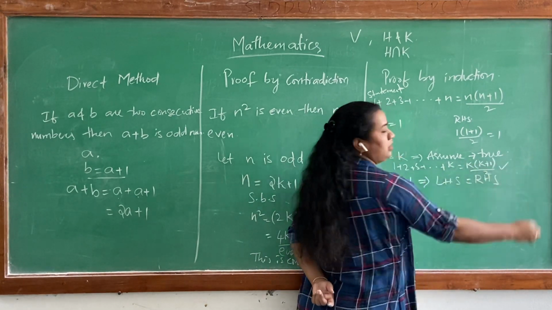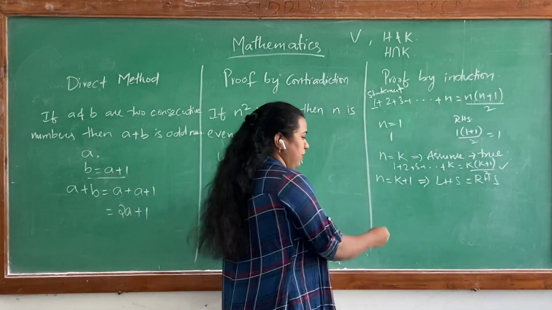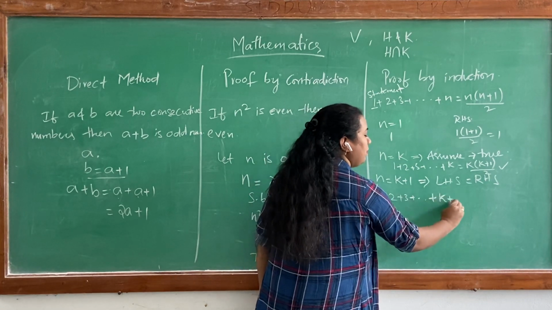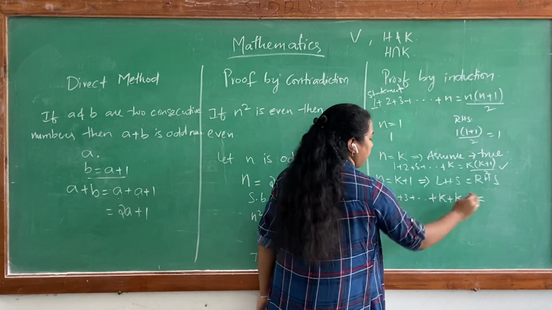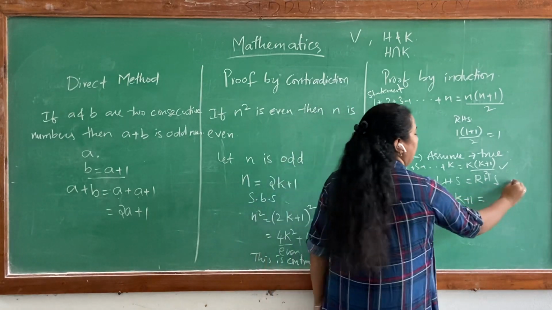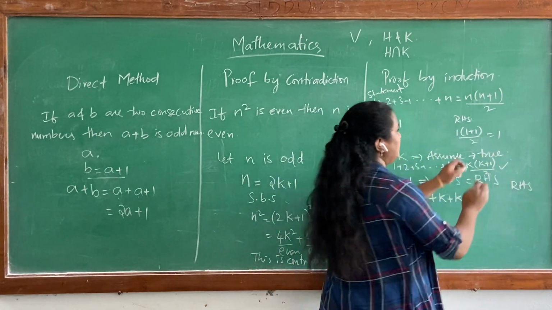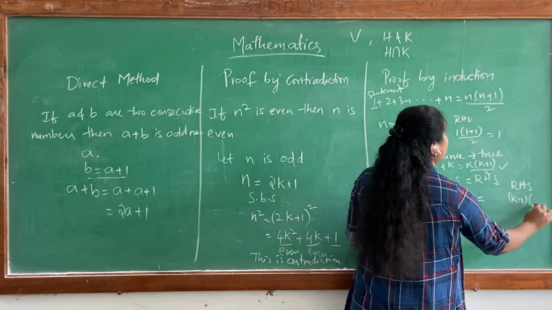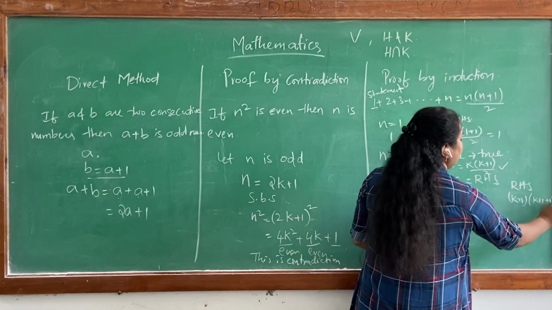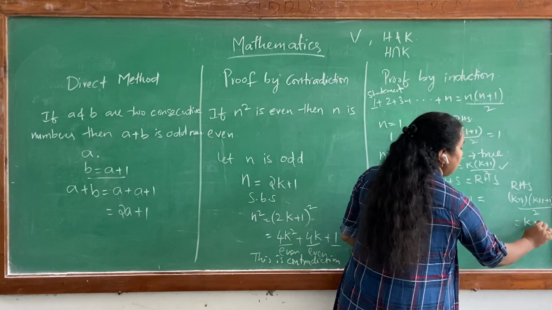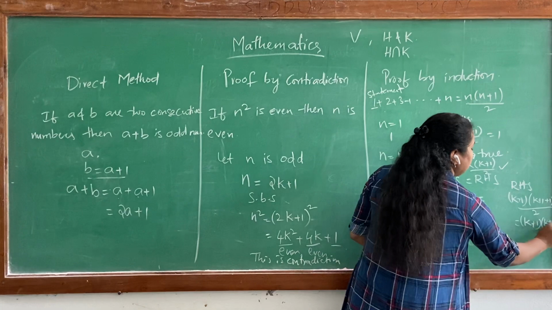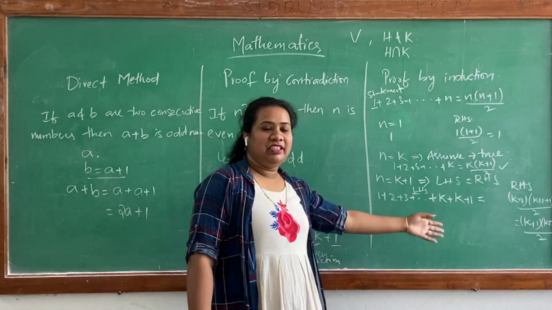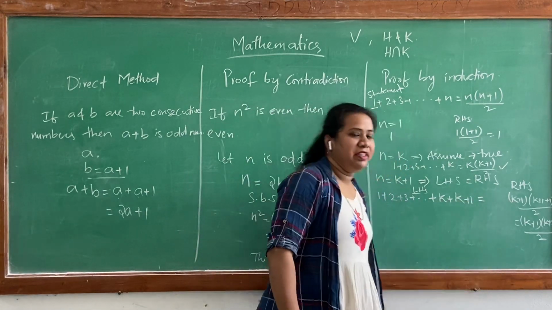This is true. Now for n is equal to k plus 1, that means 1 plus 2 plus 3 plus so on plus k plus 1. This is the LHS, and for the RHS we replace n with k plus 1. So this will be k plus 1 into k plus 1 plus 1 by 2. This is k plus 1 into k plus 2 by 2. This is RHS. Now we have to prove LHS also deduces the same thing.